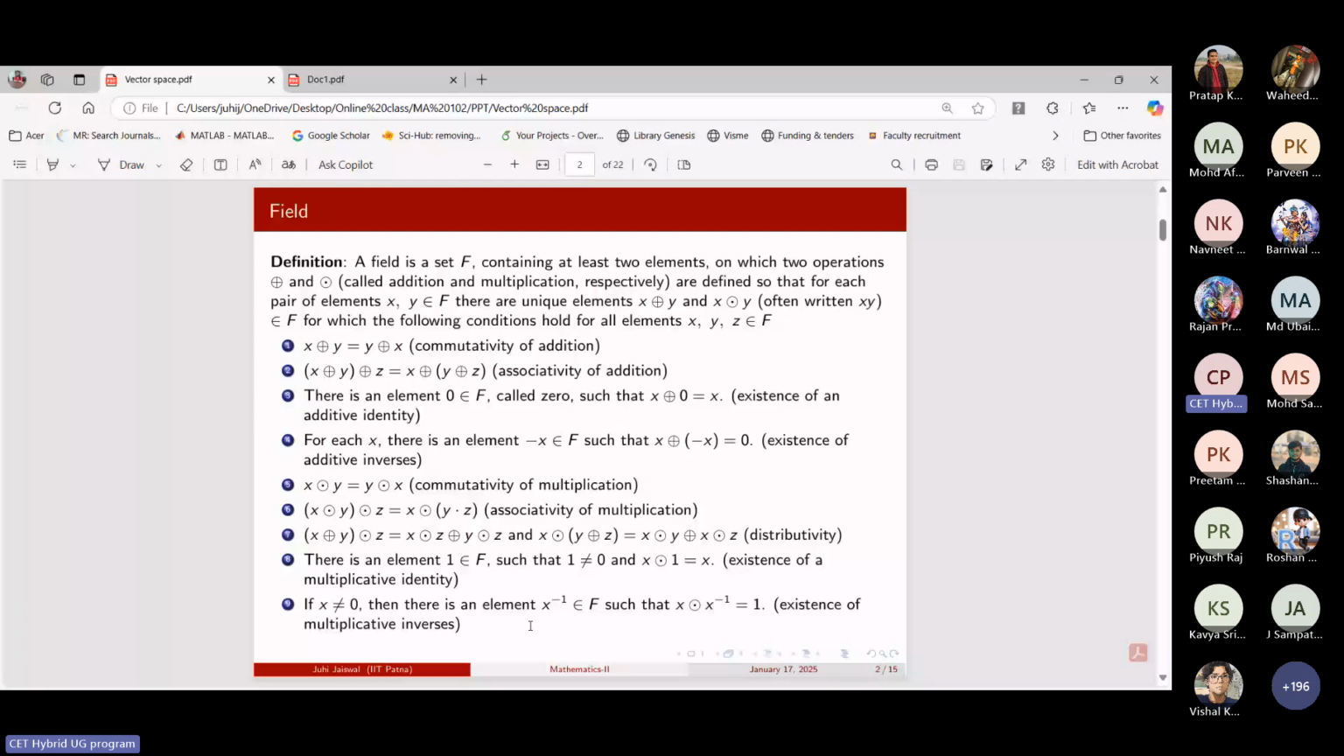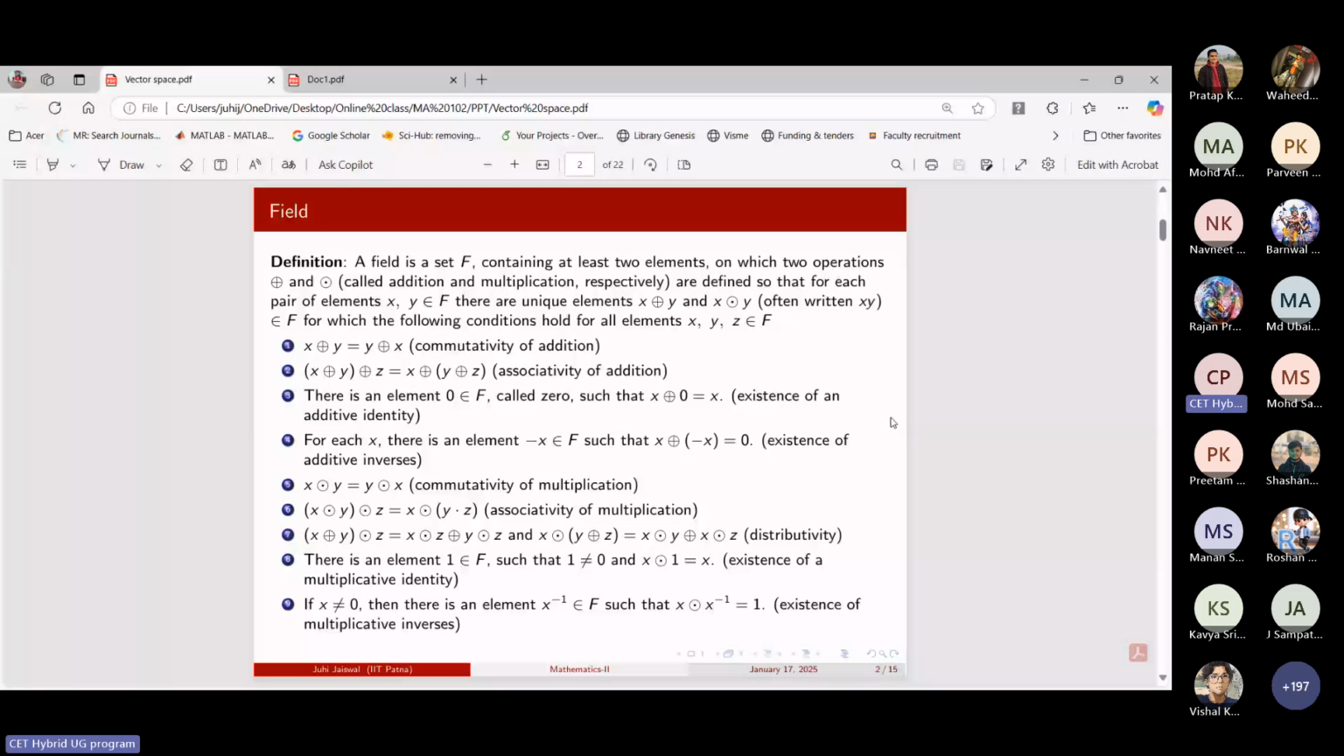Yes, anybody have any query? Ma'am, please tell the definition again. Okay, I have not finished it. Let me first state once, after that you may ask.